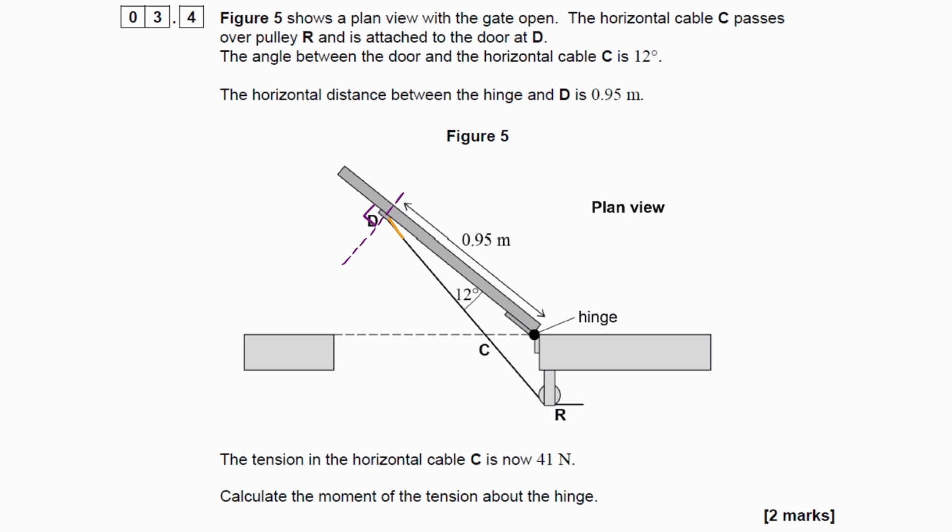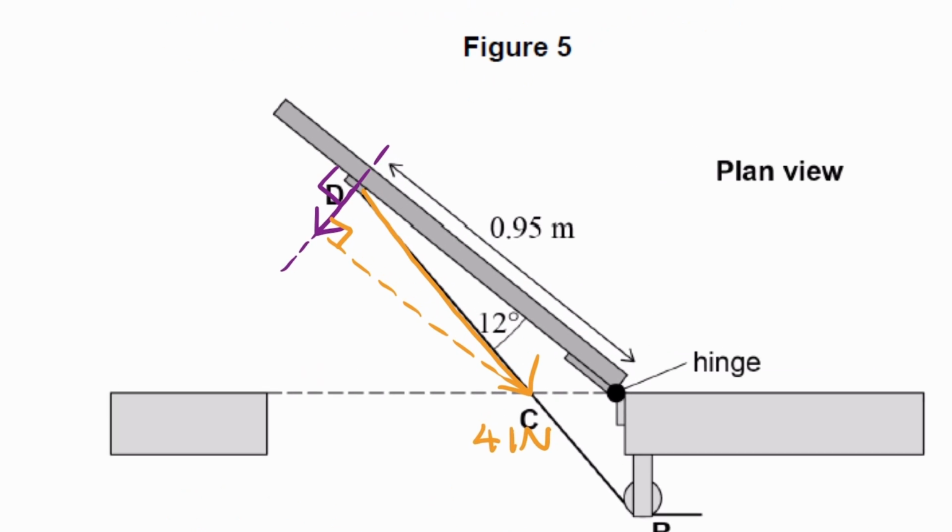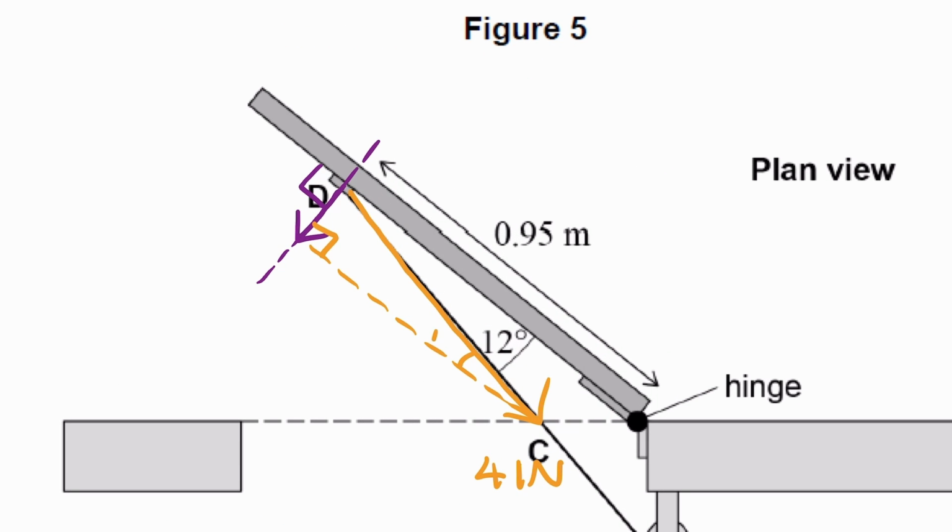So here is our tension force. That's 41 newtons. If I draw a line like this, then we're trying to work out this component of that tension force here. This is 90 degrees here, and this would be 12 degrees, 90 minus 12, we can then work out this angle to be 78. We don't have to work out that angle, but it might make things a bit easier.